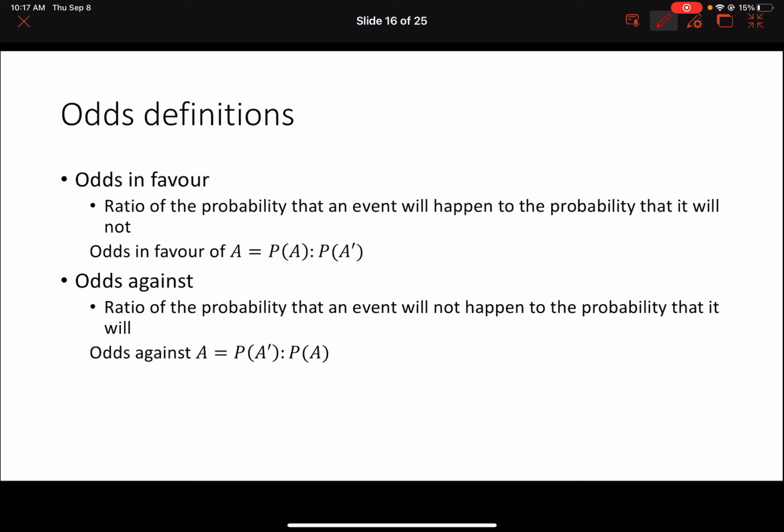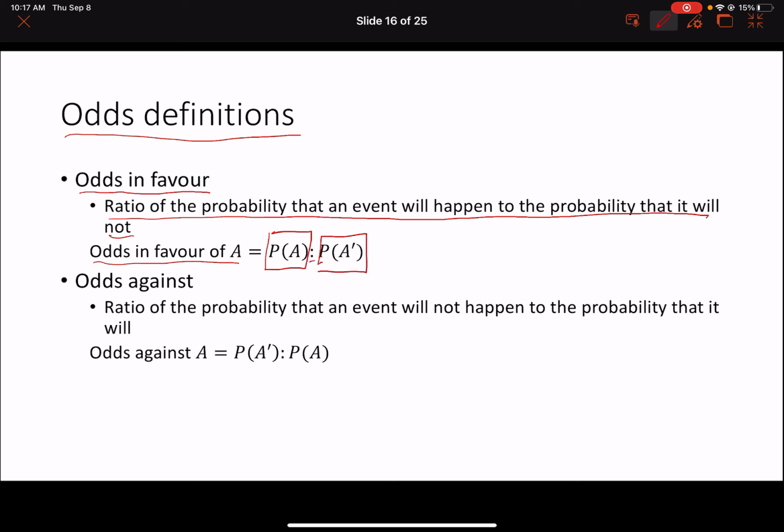So in the last video, we left off by defining odds, what odds in favor means. It's a ratio of the probability that an event will happen to the probability that it will not. So odds in favor of A is the probability of A to the probability of A not happening. It's just a different way to say it.